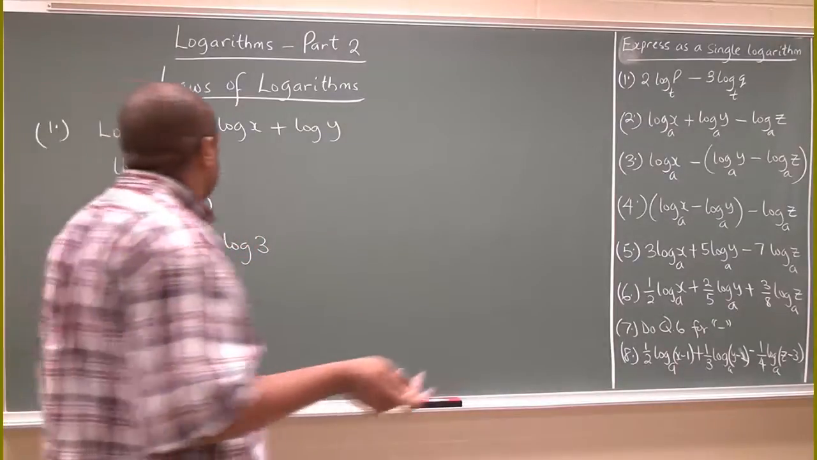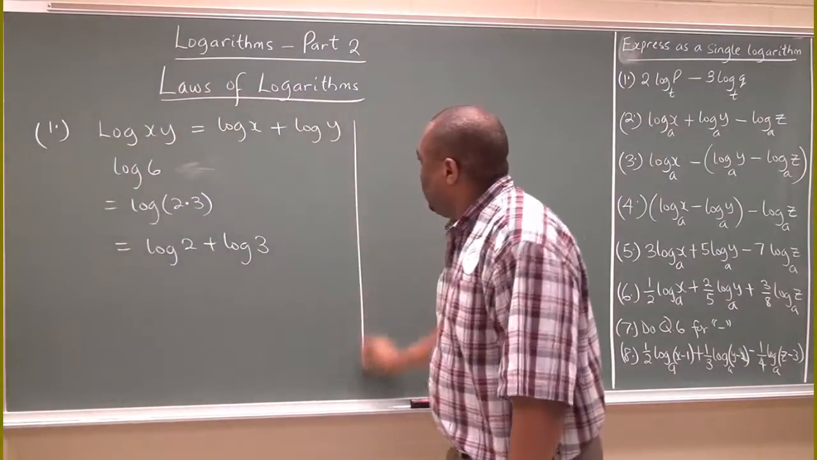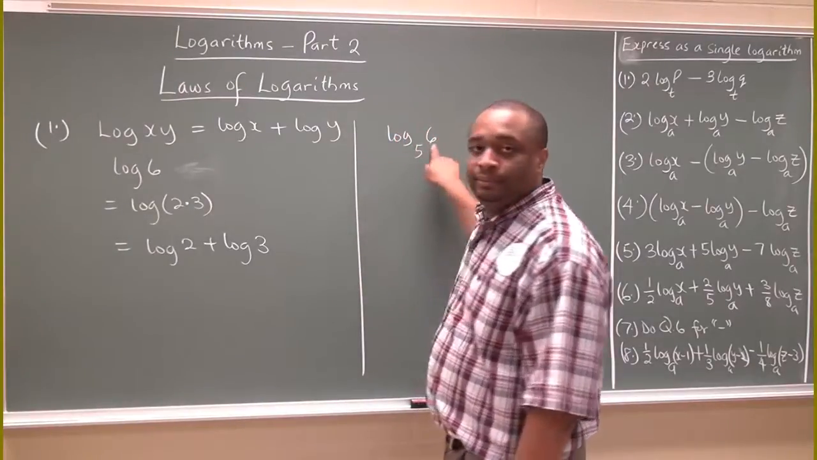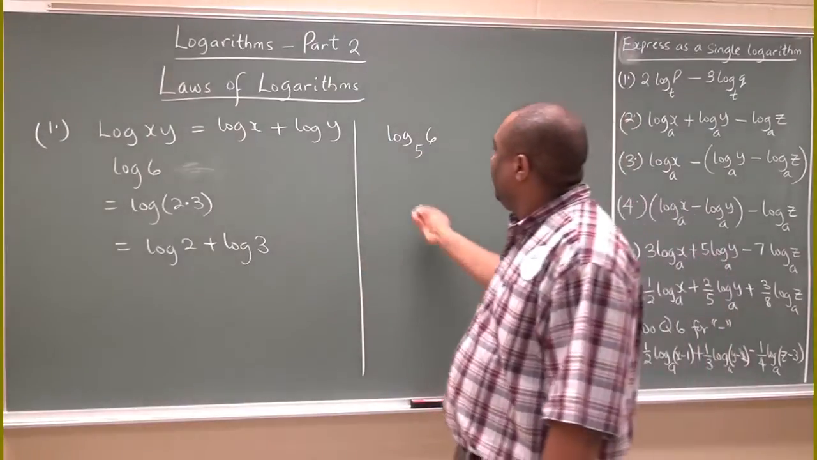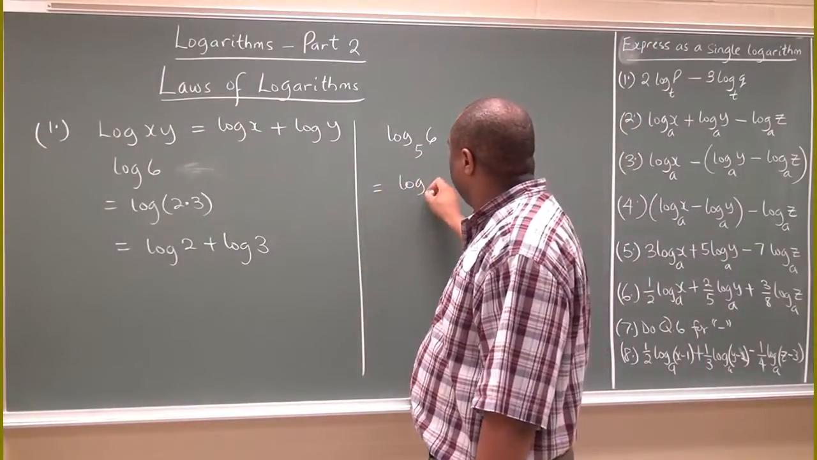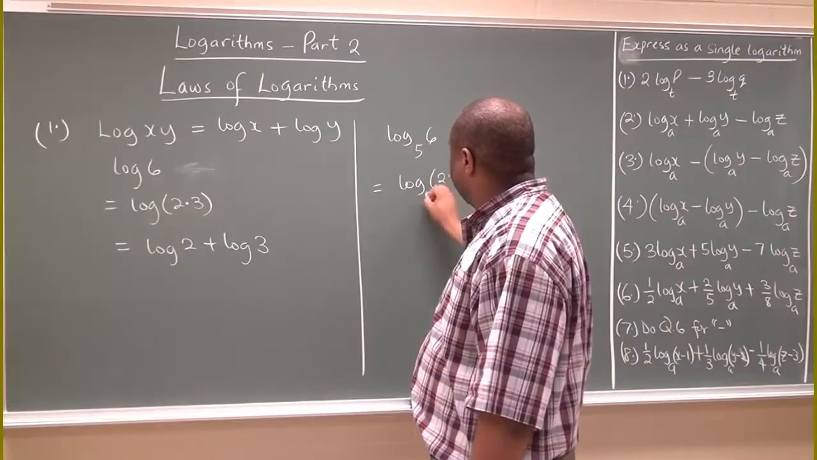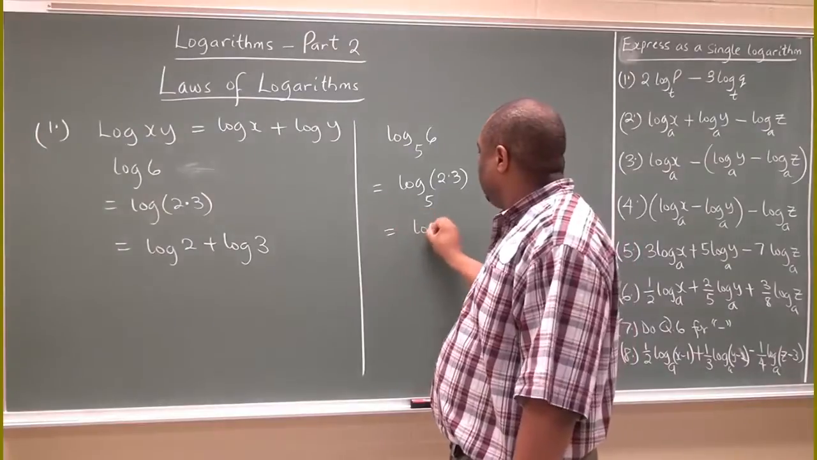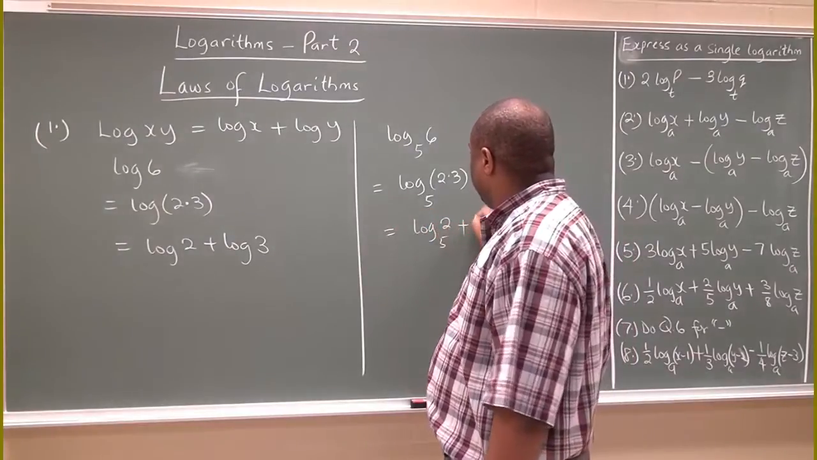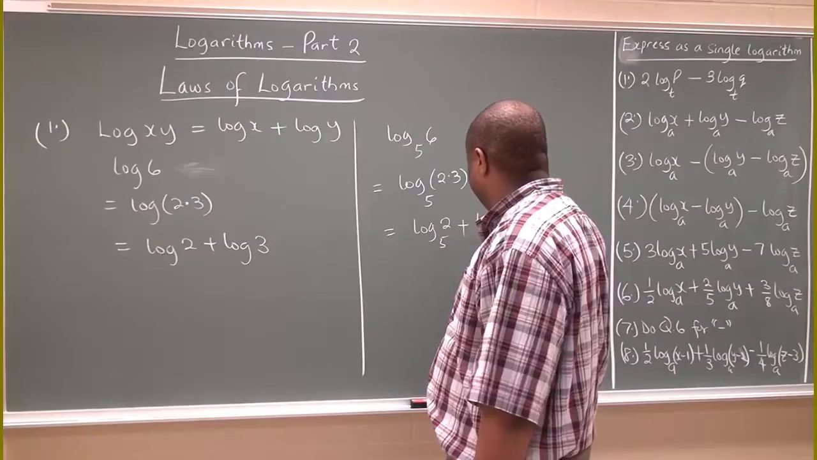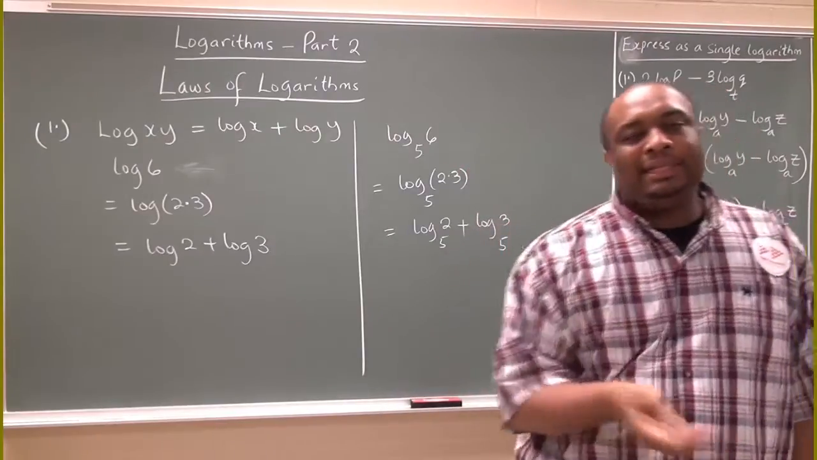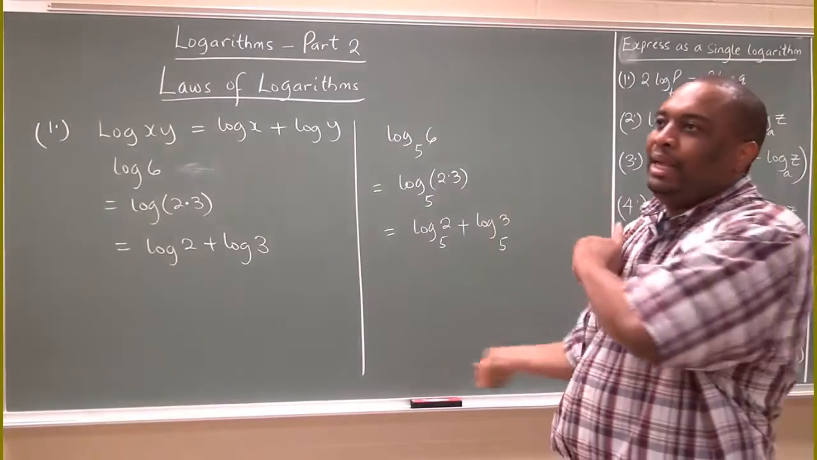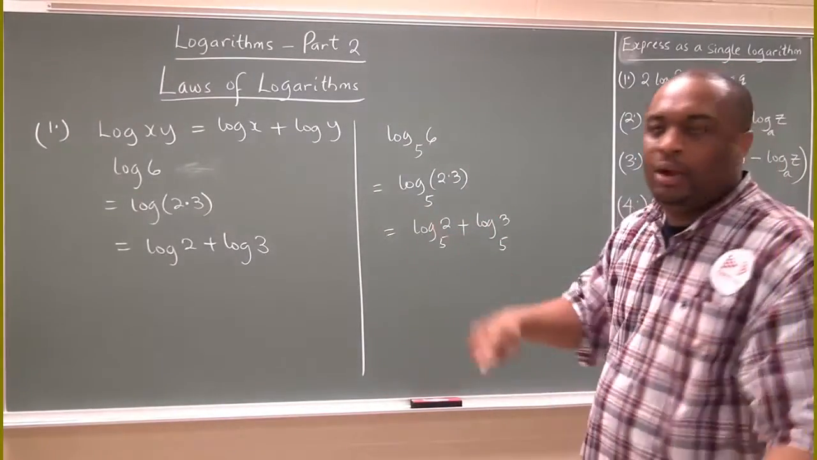Now this can also happen in any base at all. So if we say log to base 5 of 6, log 6 to base 5, it is still the same thing as saying log 2 times 3 to base 5, right? And it's still the same thing as saying log 2 to base 5 plus log 3 to base 5. Okay? And this law is vice versa, meaning that it works the other way around.